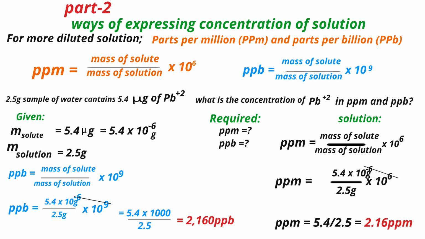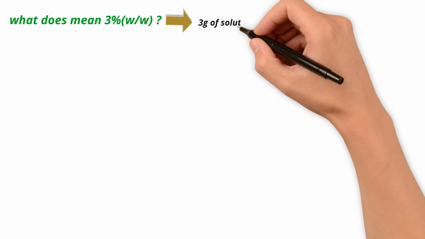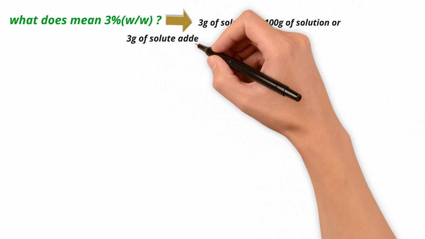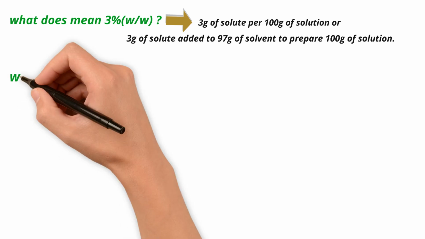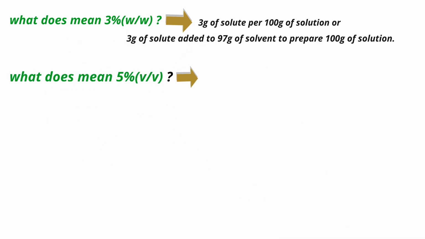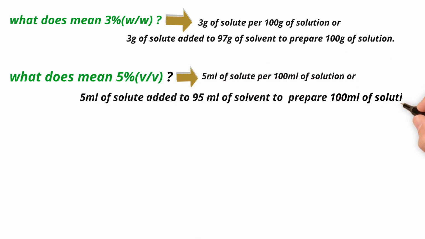What does 3% by weight mean? 3% by weight means 3 gram of solute per 100 gram of solution, or 3 gram of solute added to 97 gram of solvent to prepare 100 gram of solution. What does 5% by volume mean? 5% by volume means 5 ml of solute per 100 ml of solution, or 5 ml of solute added to 95 ml of solvent to prepare 100 ml of solution.